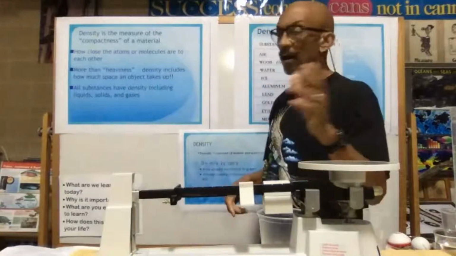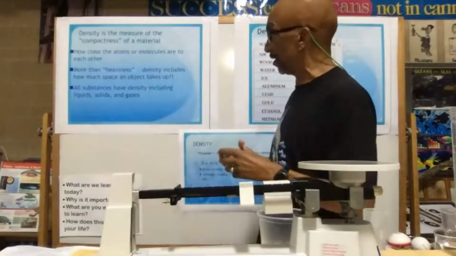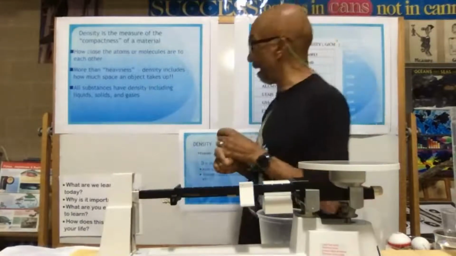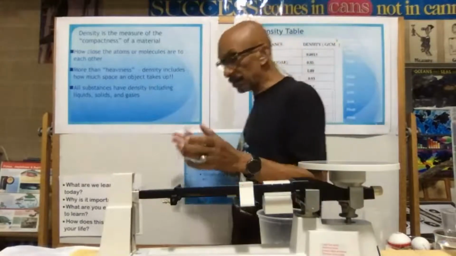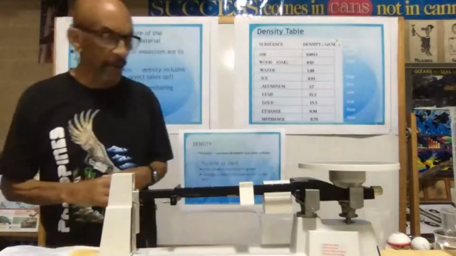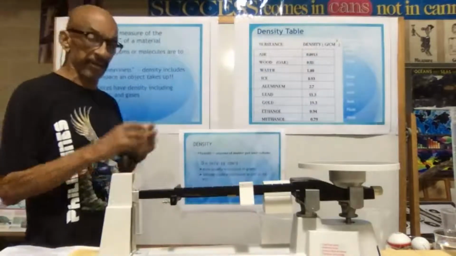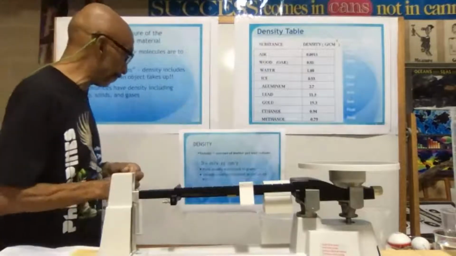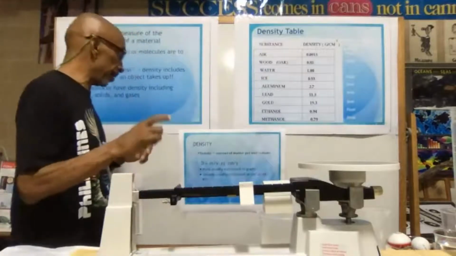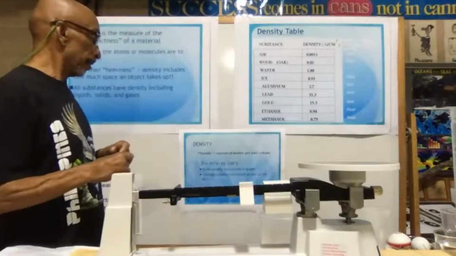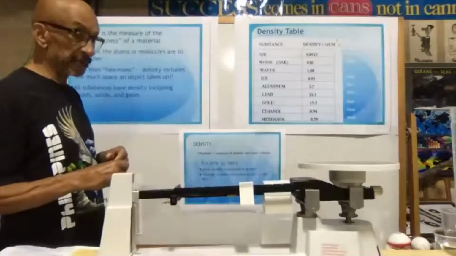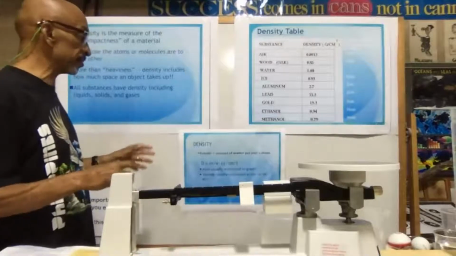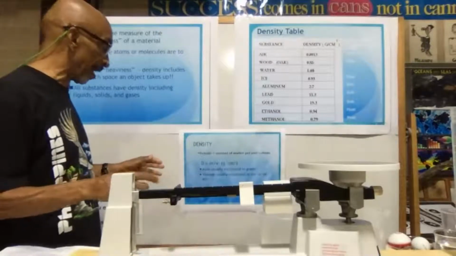You know, all substances have density, including liquids, solids, and gases. Now, there's a formula that you can use to figure out the density of certain objects that are made up of certain matter. And that formula is this. Density equals mass divided by volume. Now again, density is the amount of matter per unit of volume.